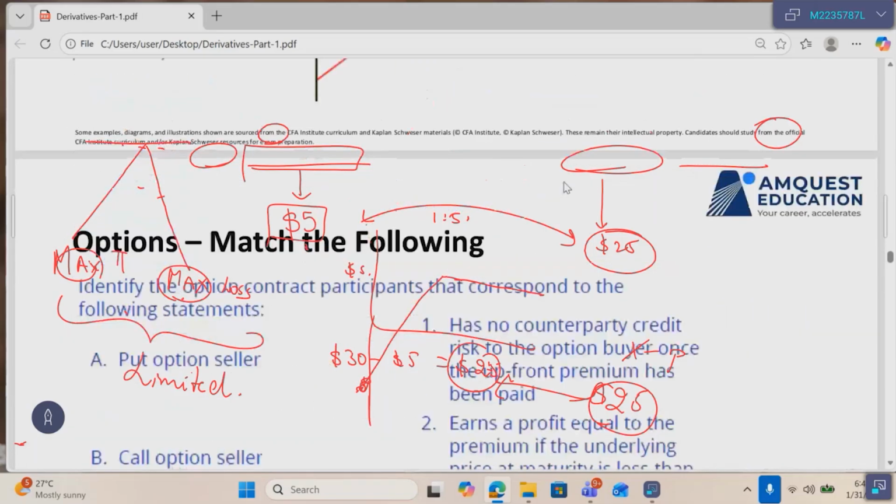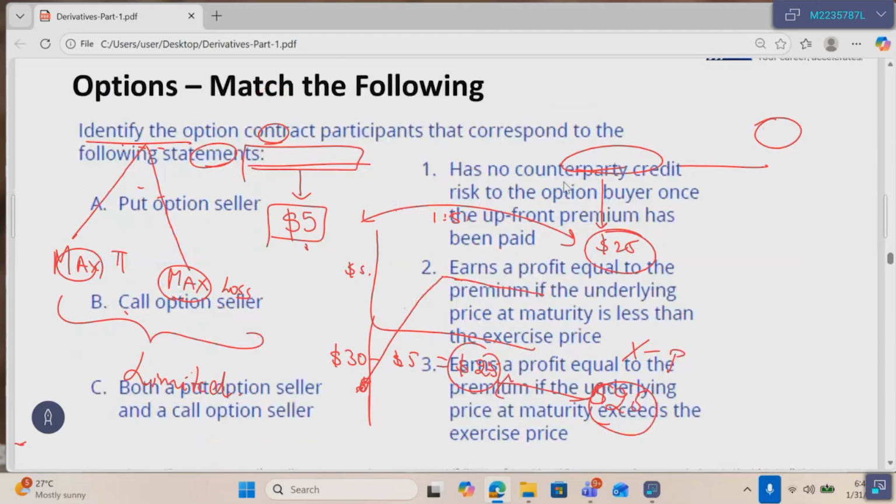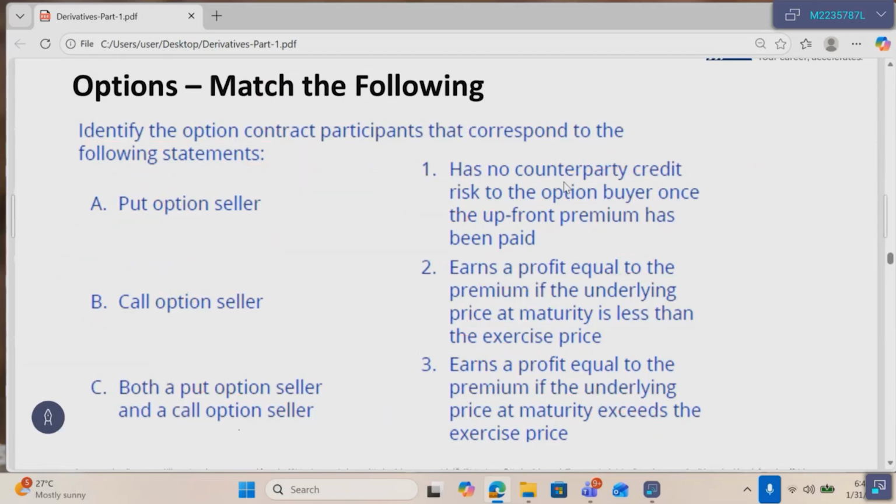Clear? Okay, so let's come back to our match the columns. What's the answer here? Guys, I'm getting no response from you. It's going one-sided. Can you take a minute and answer this question? Come on, answer. What's the answer? Put option seller. Now remember, the seller has the obligation, right? Obligation. So the seller is the seller. But put means the right to sell, right? Now the seller has the obligation to satisfy the put.